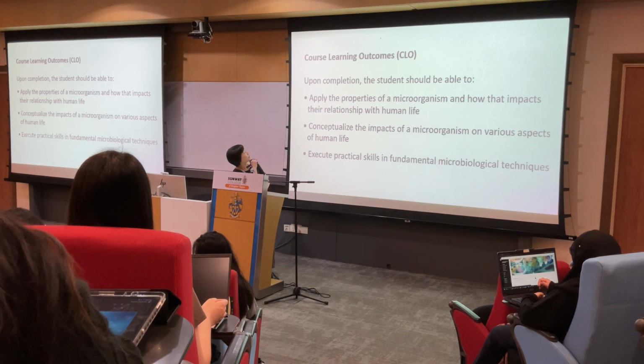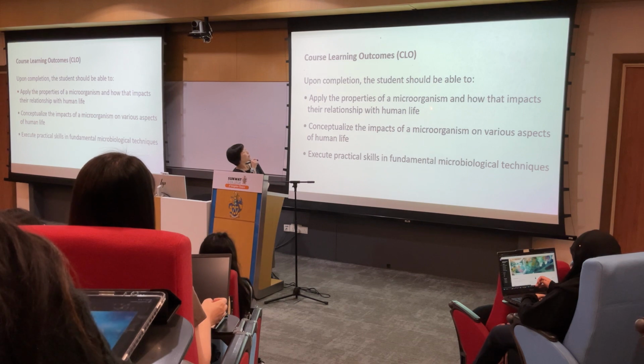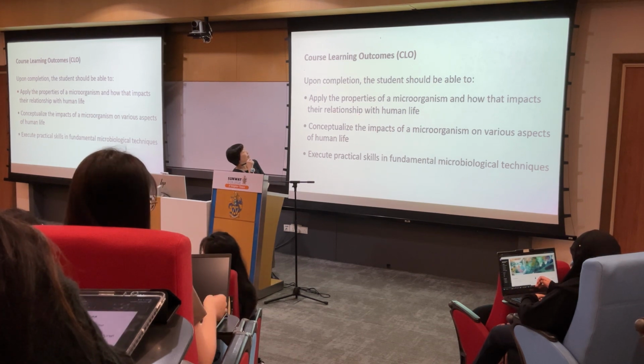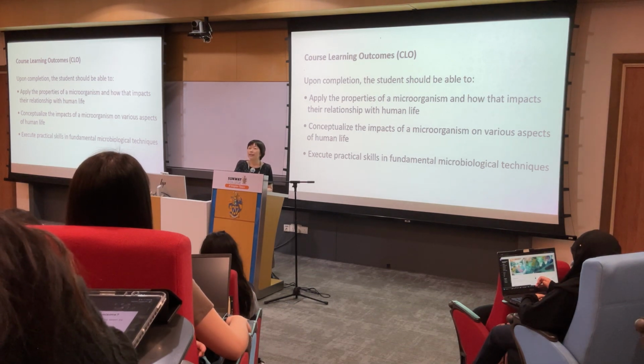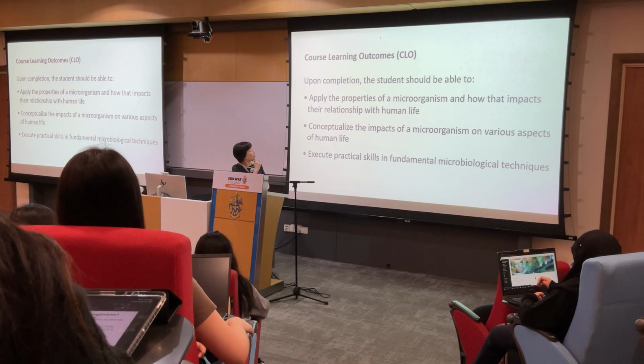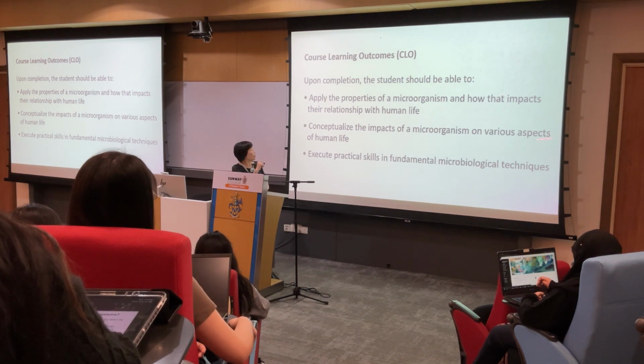So your course learning outcome will be to apply the properties. You need to know the properties of all the microorganisms and their impact as they relate to human life. So not only are they pathogenic, but the daily food that we eat may come from these microbes, right? And the air we breathe also contains microbes. So we need to know their relationship with human life. Secondly, we also need to know the impact they can have on our life.